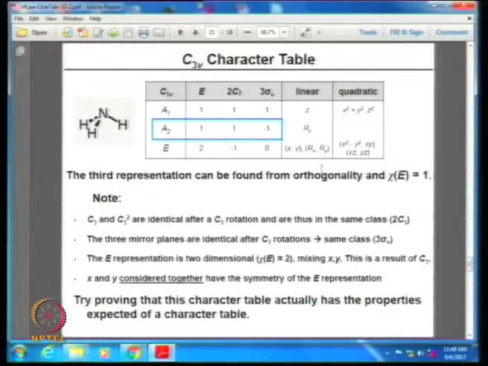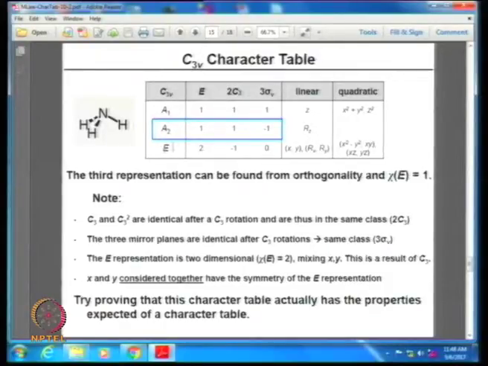But what is important to note also is that the class A1 and A2, under A1 the property of z and property of x square, y square, z square is captured. Under A2, which we had to introduce by hand, essentially captures the Rz, which I would think captures the xy plane. But that is not true.